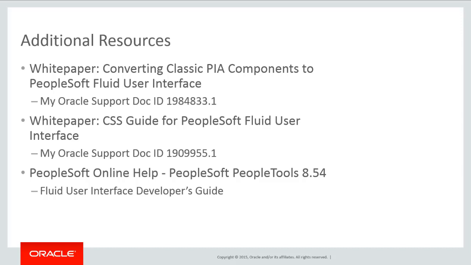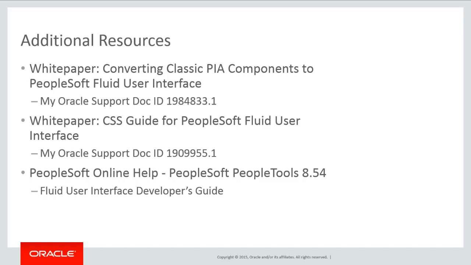The second is essential for anyone developing with Fluid UI. It's the CSS Style Guide for PeopleSoft Fluid User Interface. It's also found on My Oracle Support, document number 9955.1. It is essential because it documents the CSS3, this Cascading Style Sheets version 3 styles that PeopleSoft uses for page layouts. You'll want to become familiar with these and use them for your customizations and custom pages as much as possible.